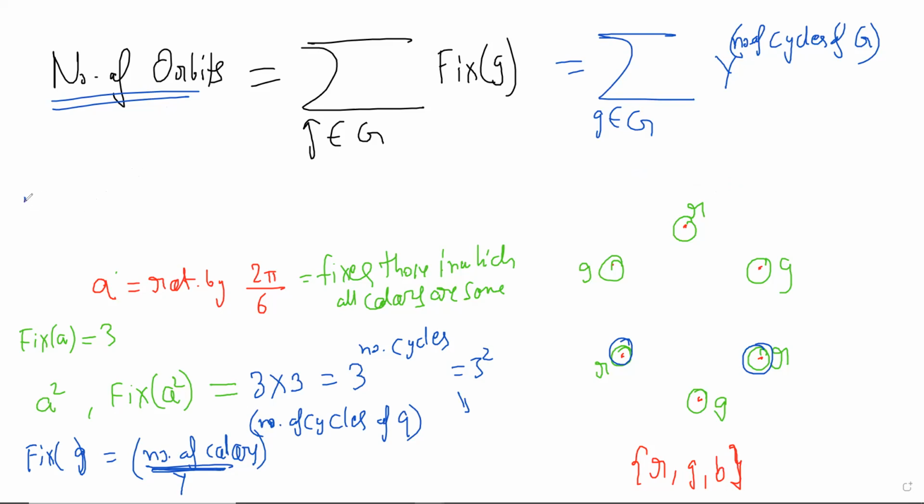So a fixes 3, a squared fixes 3 squared things. A cubed, what will be the fix of a cubed? Basically you have to ask how many cycles a cubed has. And if someone doesn't want to do that, they can explicitly do it. That's also advisable to get a feel for this number of cycles thing. 3 to the power of 3. Yes, that's right. You don't need to guess. You can say it confidently.